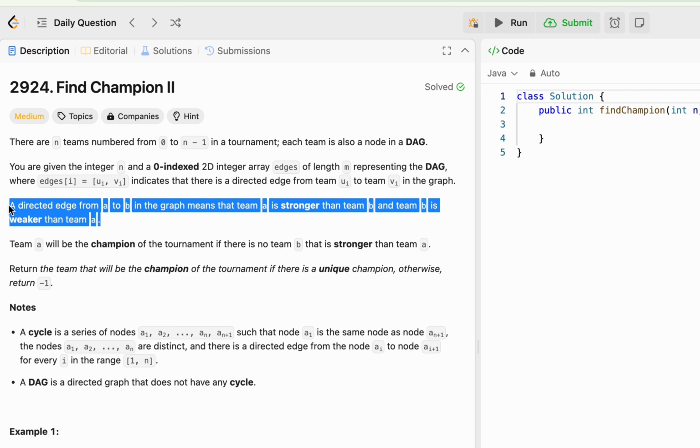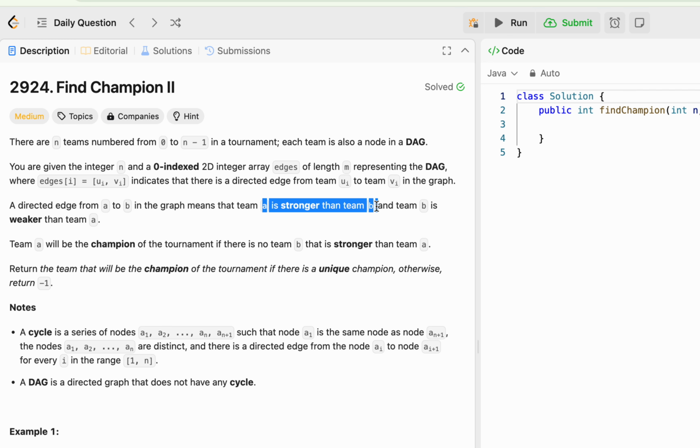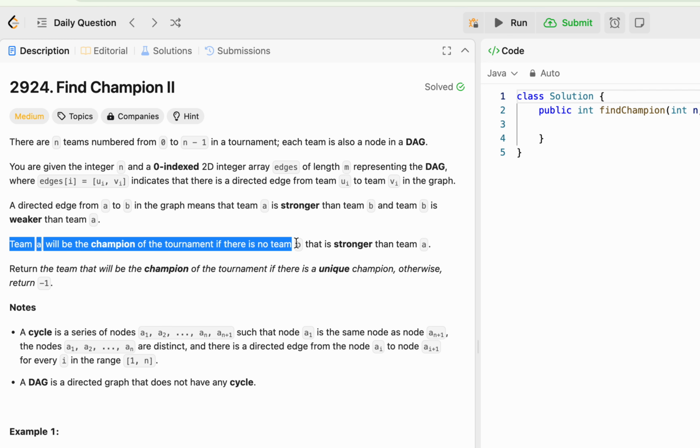In this context, the directed edge from A to B in the graph means that team A is stronger than team B and team B is weaker than team A. So if team A is stronger than team B, definitely team A is going to win over team B. It is saying that team A will be champion of the tournament if there is no team B that is stronger than team A. So if there is a node in the graph such that there is a directed edge from that node to all the other nodes, then definitely that team A will be the champion.